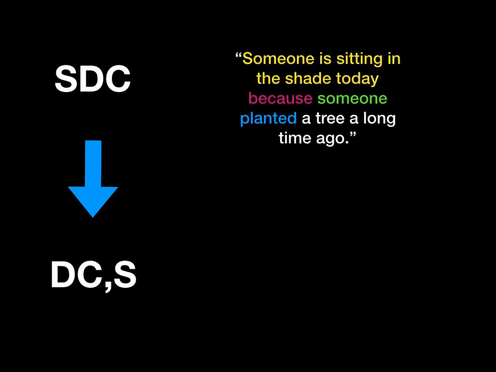S, DC. Now, notice that S, DC and DC, S are your flipping sentence patterns. Instead of saying someone is sitting in the shade today because someone planted a tree long ago, Mr.